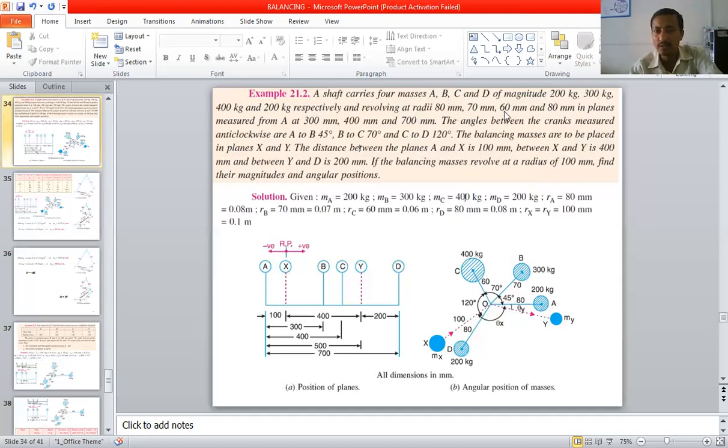The radius of rotation of the masses is also given. So RA is equal to 80, RB is equal to 70, RC is equal to 60, and RD is equal to 80 mm. So here we converted mm to meters. So RA is equal to 80 mm. How much is 80 mm? It is 0.08 meter. RB is equal to 70 mm means it is 0.07 meter. So like that.